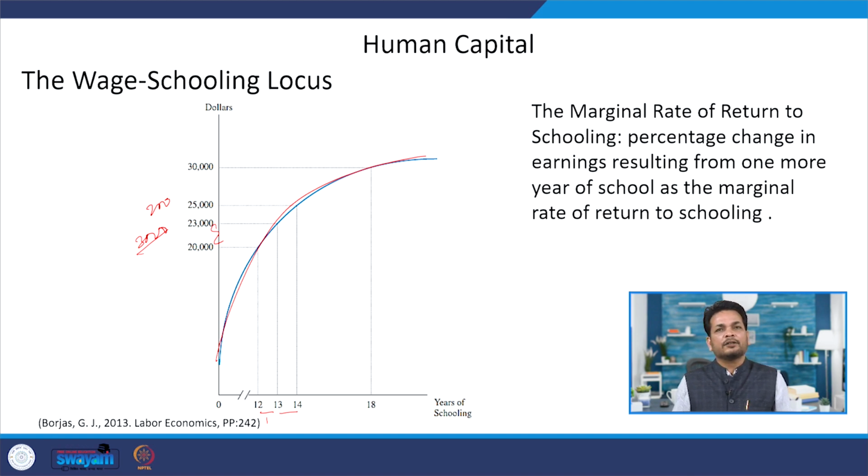The marginal rate of return to schooling is nothing but the percentage change in earnings that results from one more year of school. So, the marginal rate of return to schooling is the slope of this Wage-Schooling Locus. Each additional year of schooling generates a smaller salary increase and it costs more to stay in school. In other words, the wage increase generated by each additional year of college gets smaller. At the same time, the cost of staying in school keeps rising.